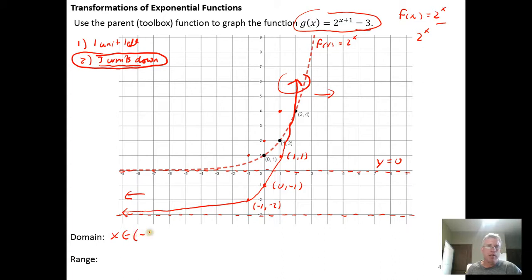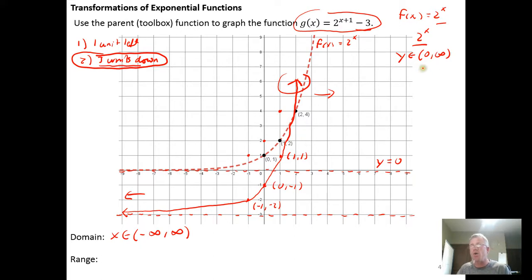And the key idea here is that if the domain starts off as -infinity to infinity, and all you do is move the function to the left or right and up or down, it's not going to change the function's domain. The range is going to change, however, because remember the toolbox function. Where did y go on the toolbox function? Well, it went from 0 to infinity. And we did have a vertical transformation.